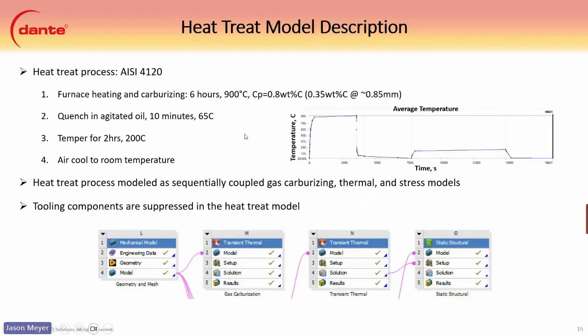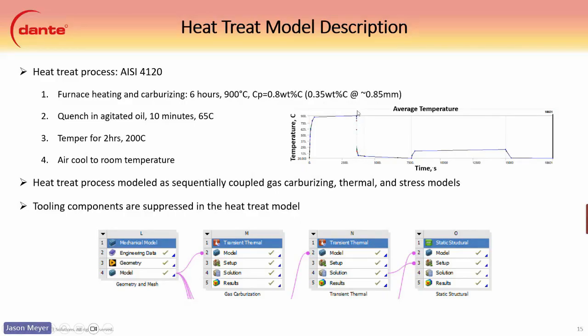So a little bit on the heat treatment model description here. Again, the process is using AISI 4120. We used a furnace heating and carburizing for 6 hours at 900 degrees C. The carbon potential was 0.8 weight percent carbon, and we were targeting a 0.85 millimeter case depth with this 0.35 carbon here.